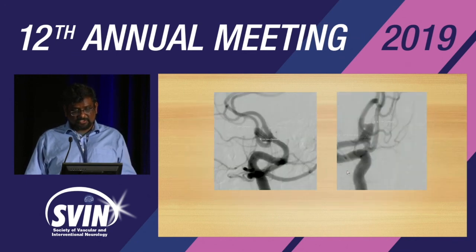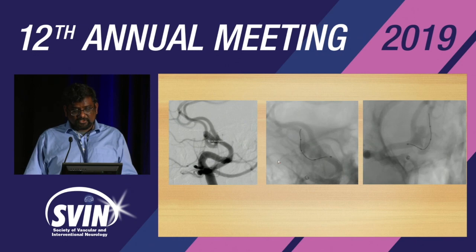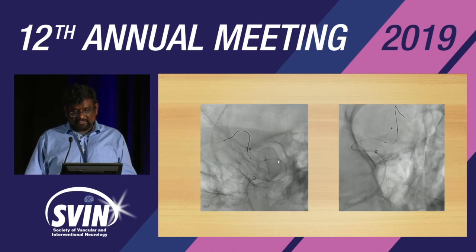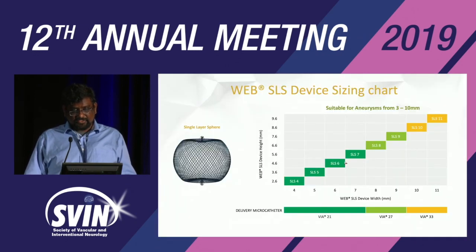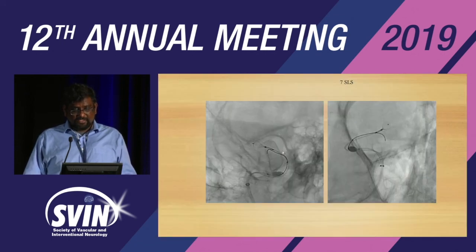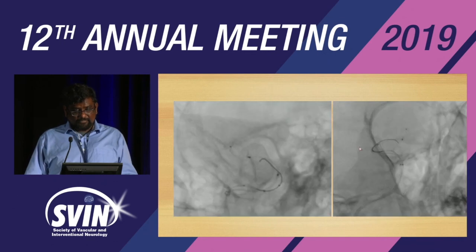And because of the tortuosity, we went radial. This is almost a 10 millimeter height. The width is 4 millimeters. So I used a WEB 7 SLS. Here you can see that its height is 5.6. Since I put the 7 in a 4, the height went up. Just adequate. There we go.